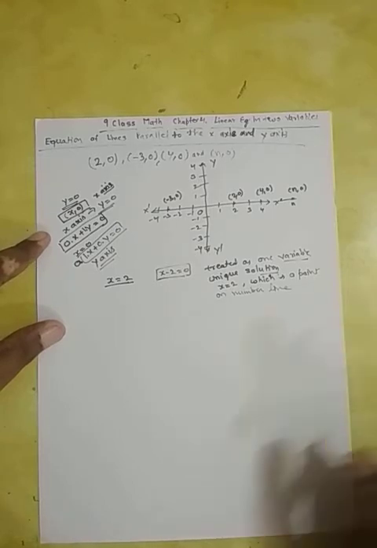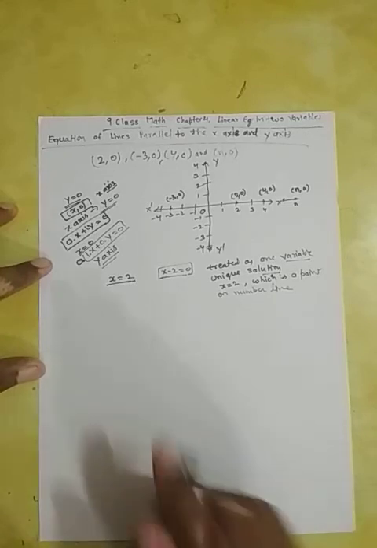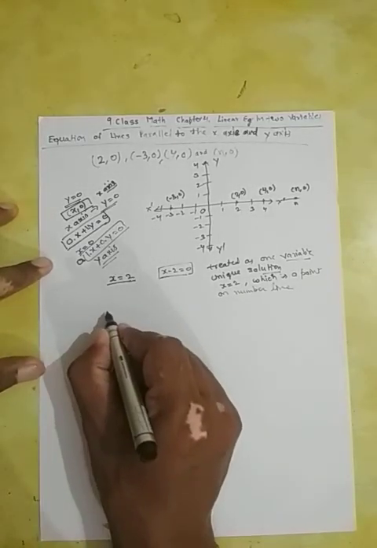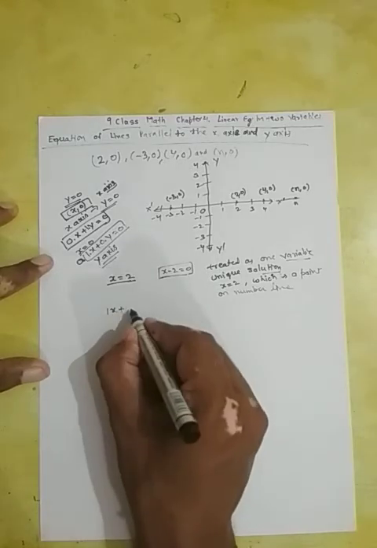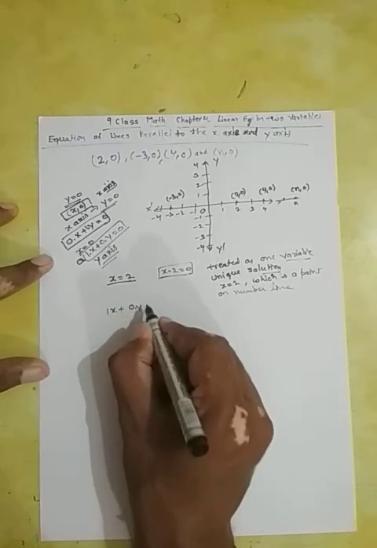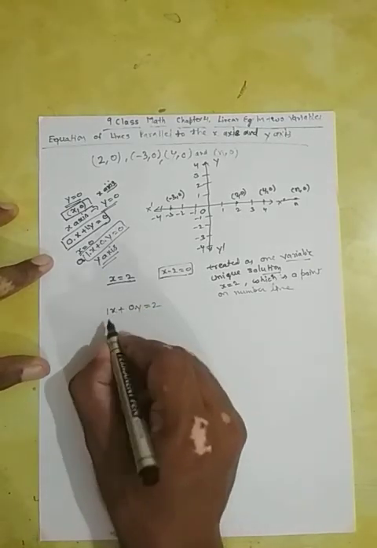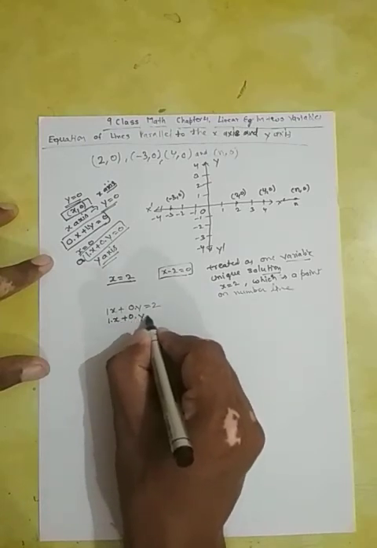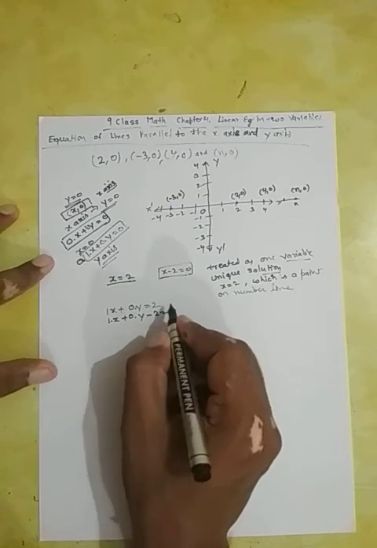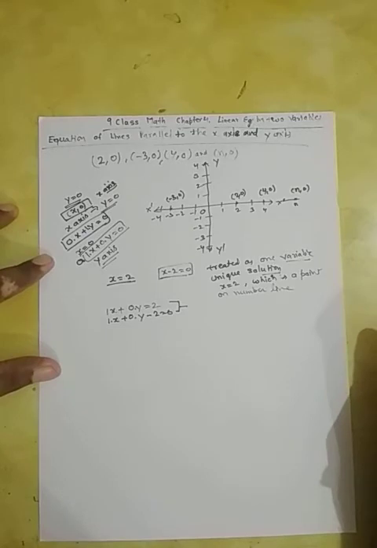नाउ इट कैन एक्सप्रेस सच 1x प्लस 0y इक्वल टू 2 या 1.x plus 0.y minus 2 equal to 0. Then it is a two variable algebraic equation.